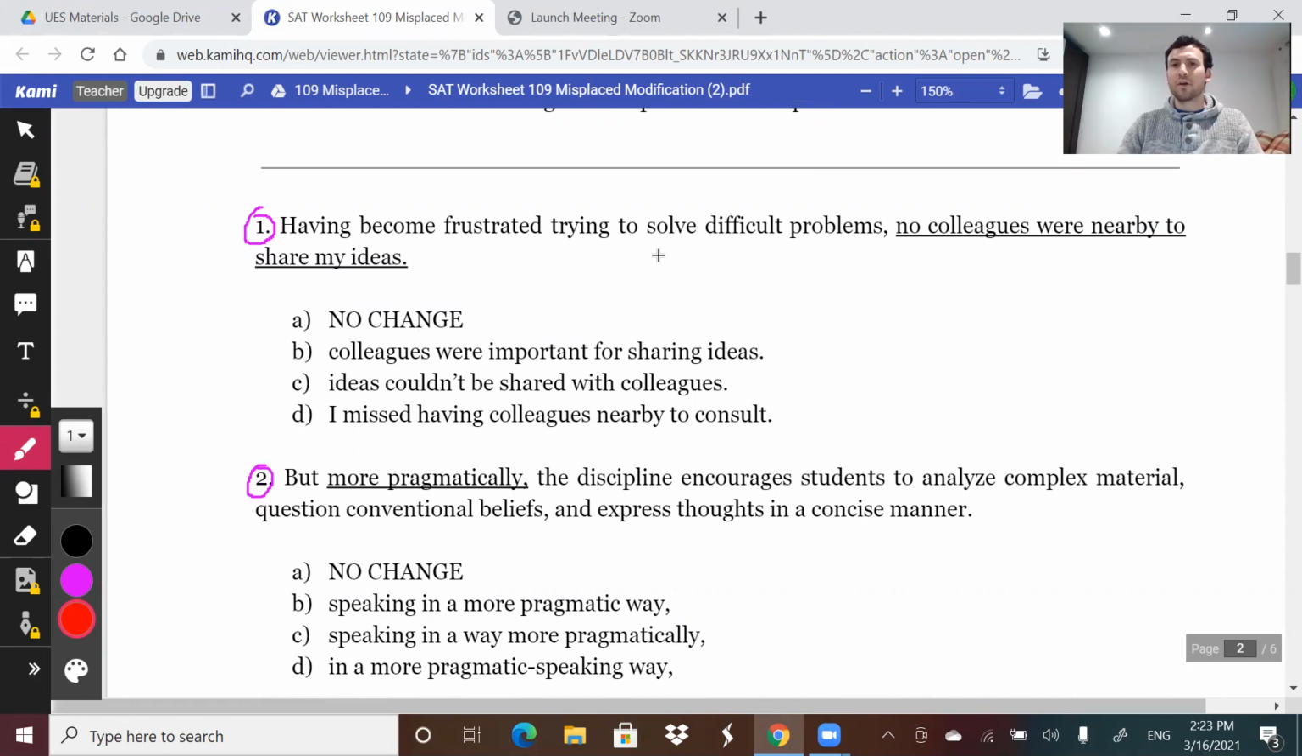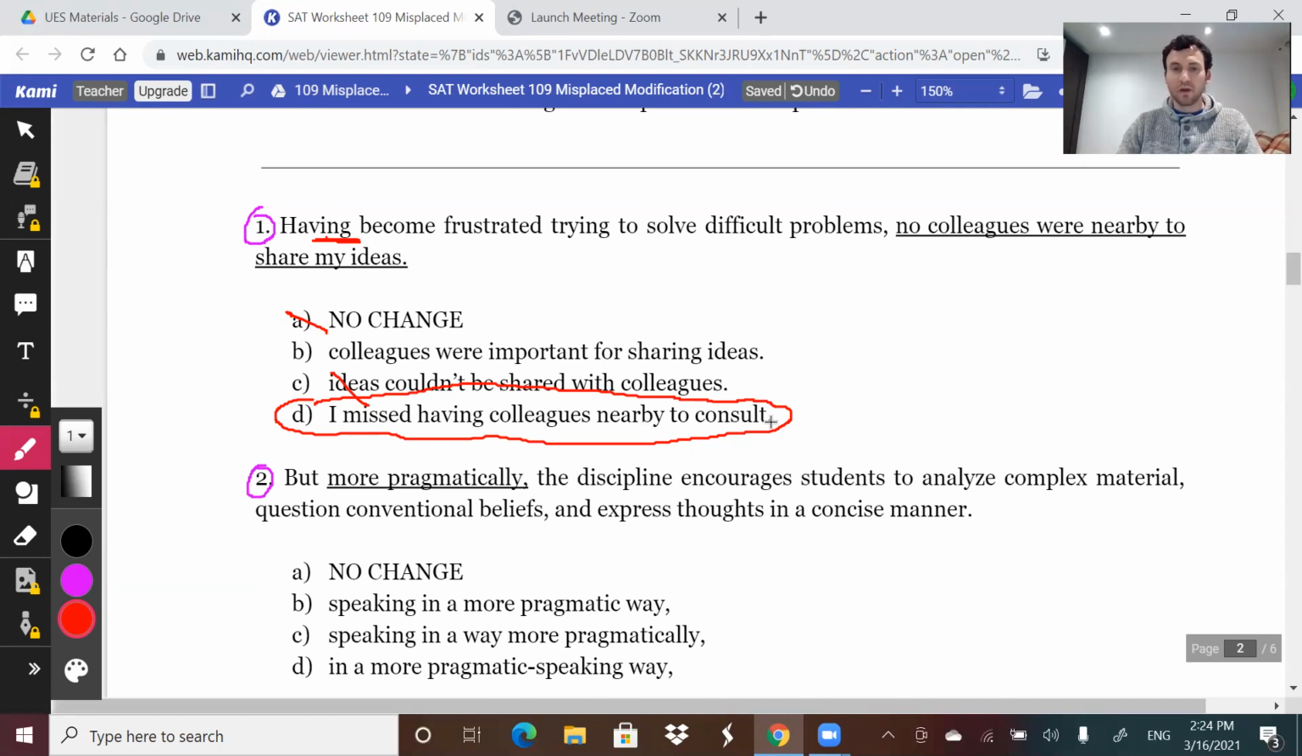So: having become frustrated trying to solve difficult problems. So this is a participle phrase. Whatever follows a comma has to be who's becoming frustrated. So ideas don't become frustrated. No colleagues, so the lack of people doesn't become frustrated. So then you're just down to B and D, and D is the one that actually makes sense. Having become frustrated trying to solve difficult problems, I missed having colleagues nearby to consult. Colleagues were important for sharing my ideas. It doesn't really make sense because in this case, we know I is becoming frustrated because I is missing having people to help.